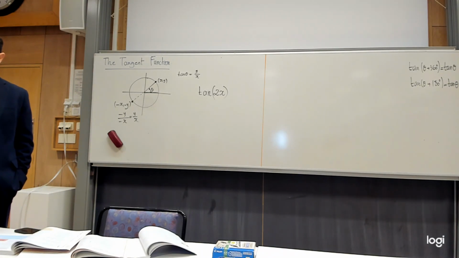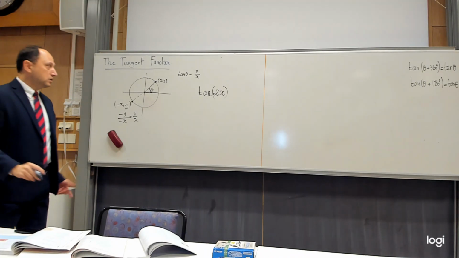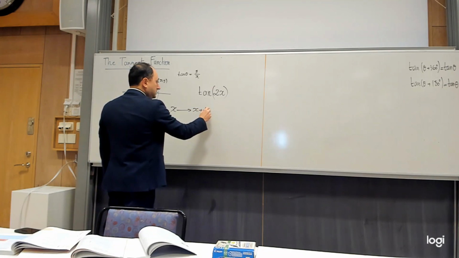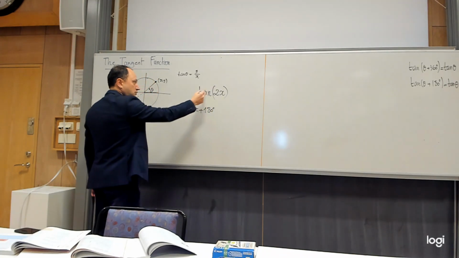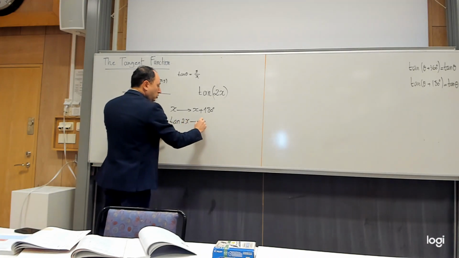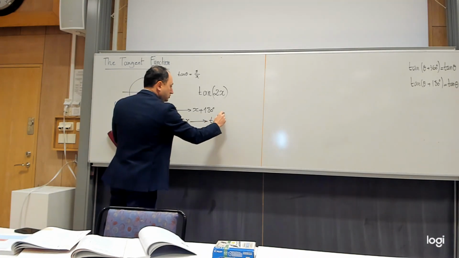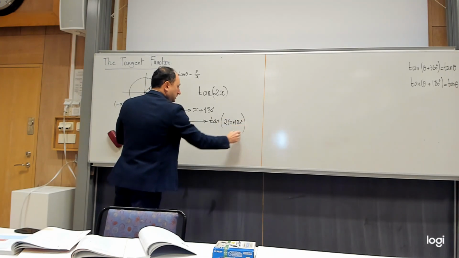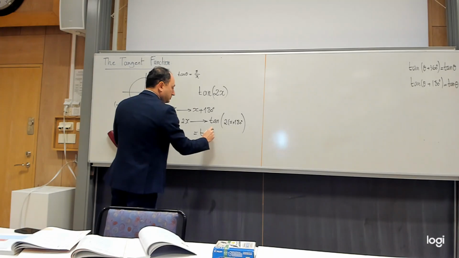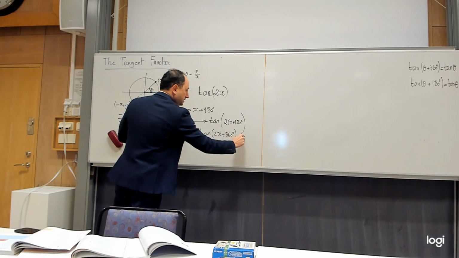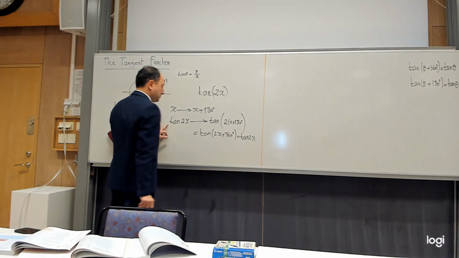It's 90 degrees. Yes? Why is that? Because if you change x to x plus 180, of course, it will work. Let us see what happens. This tangent of 2x will go to tangent of 2 times x plus 180. It becomes tangent of 2x plus 360 degrees. Definitely it is equal to tangent of 2x.